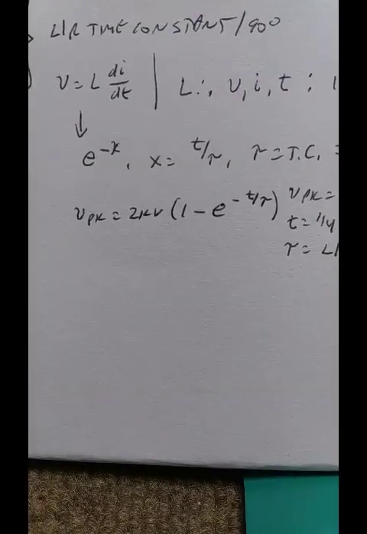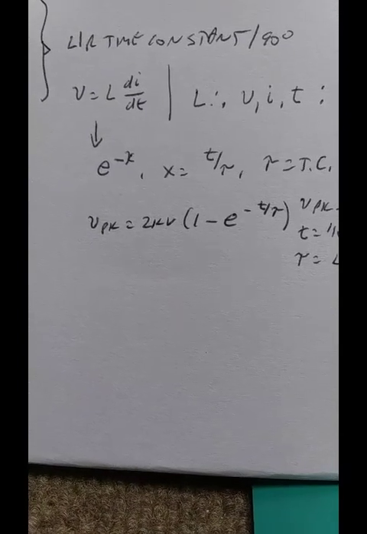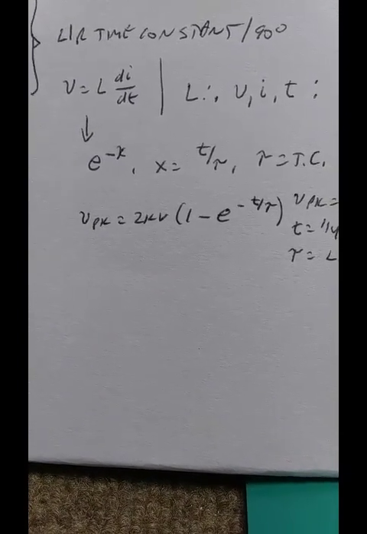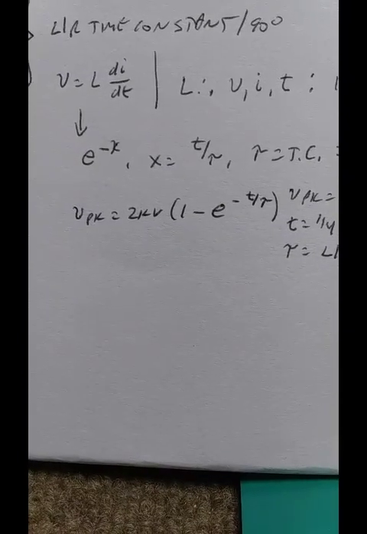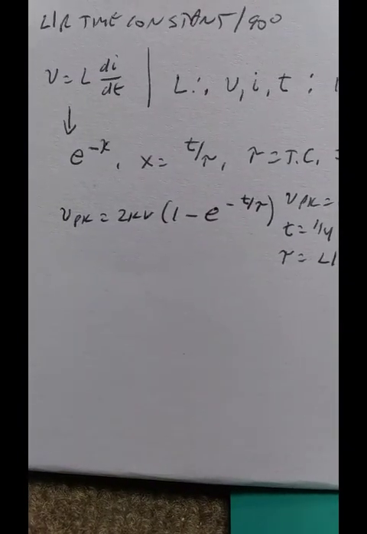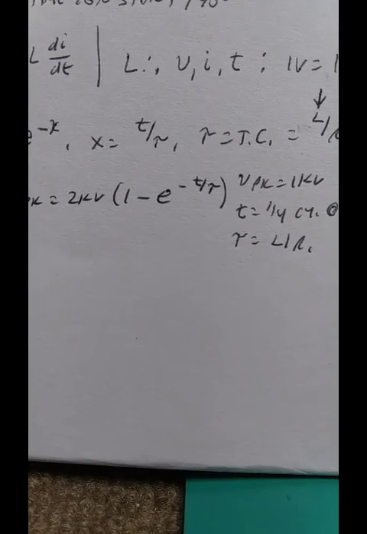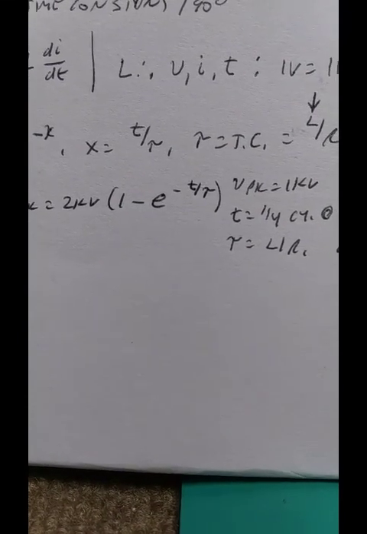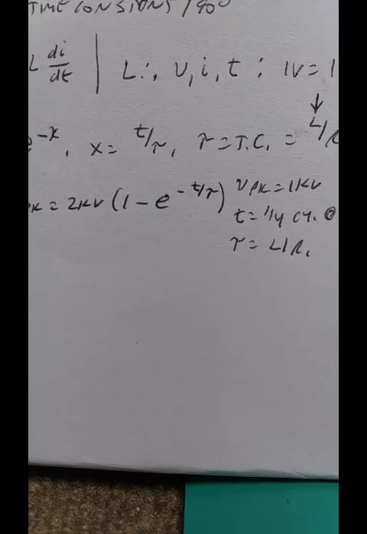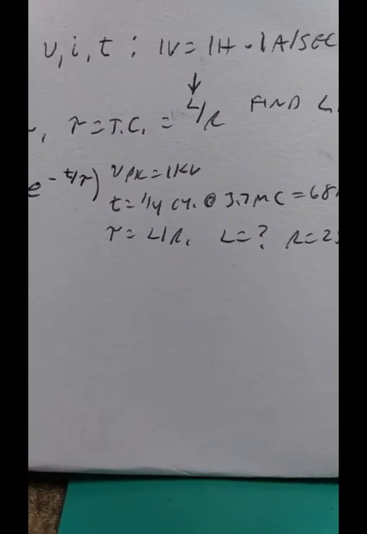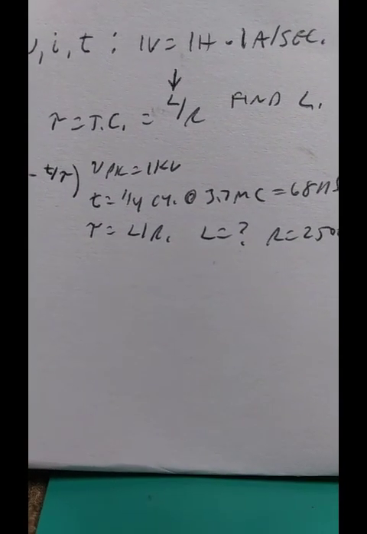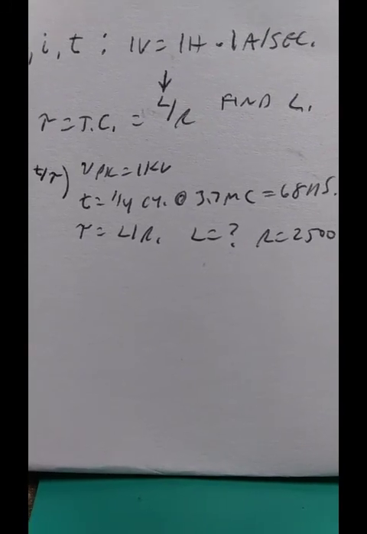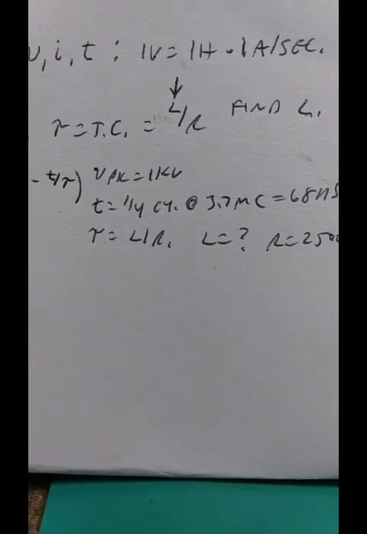So we set up this familiar expression: V plate to cathode, which is chosen arbitrarily to be 1,000, is 2 kV, the maximum of the power display, times the familiar quantity 1 minus e raised to the minus t over tau power, where V plate to cathode is 1 kV. T, the numerator of the exponent, is 1/4 cycle at 3.7 megahertz, 68 nanoseconds.